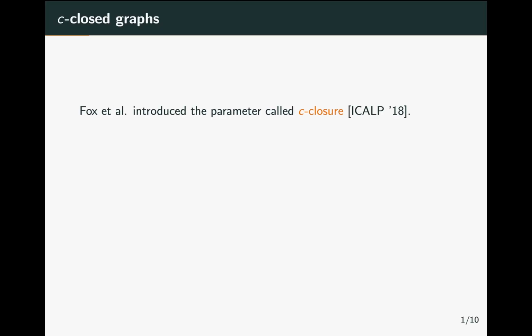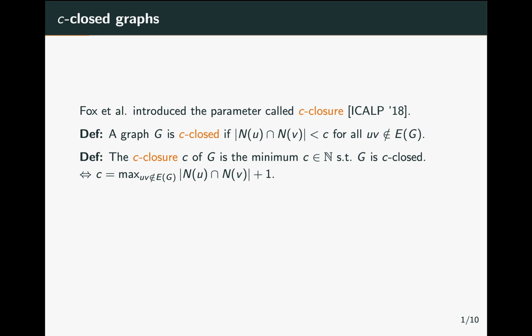So let me start with what C-closure, what a C-closed graph is. C-closure is a parameter defined by Fox et al. in ICALP two years ago, and it's defined as follows. A graph is C-closed whenever every pair of non-adjacent vertices has at most C-1 common neighbors. And we define the C-closure as the minimum integer such that the graph is C-closed.